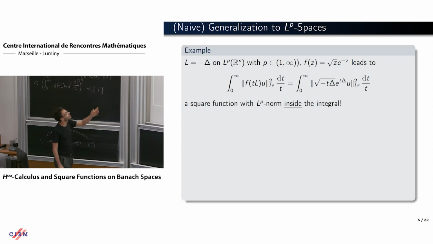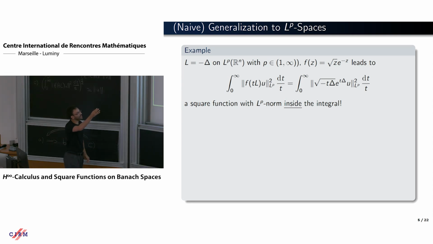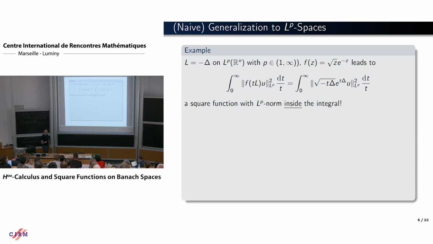So what happens then? Well, I brought you an example. We take the Laplacian on the L^p space on the whole domain, p being in the reflexive range, and f of z being our familiar auxiliary function, square root of z times the exponential of minus z. And this leads, if we use our definitions, to this function right here. So we insert T_L into f, use our functional calculus, and we get this particular function that looks actually like a square function in the end. So we could call this a square function with the L^p norm inside of this integral, but there's a problem though.